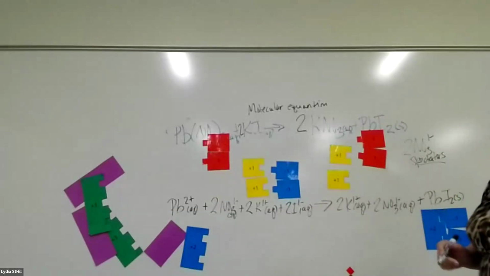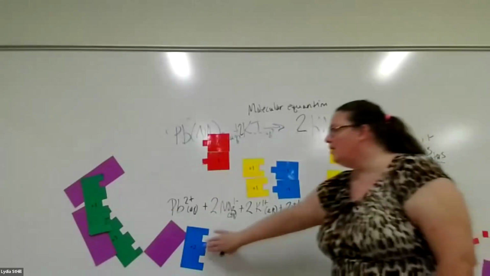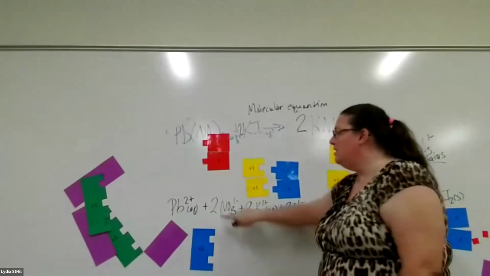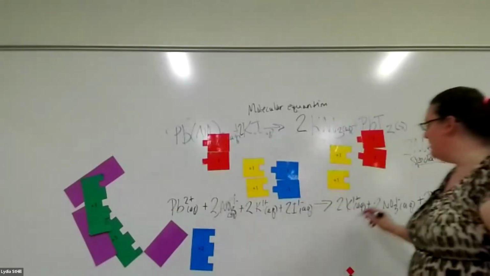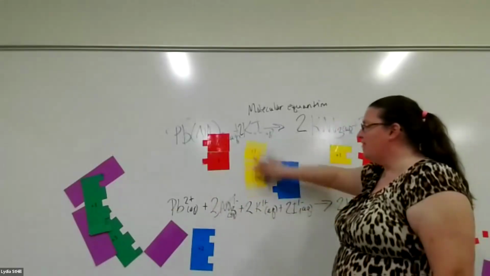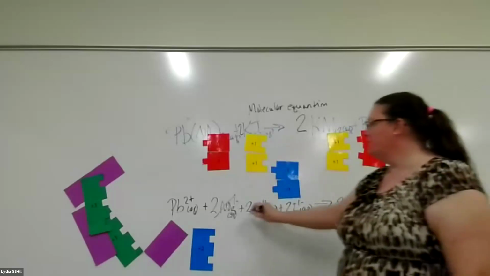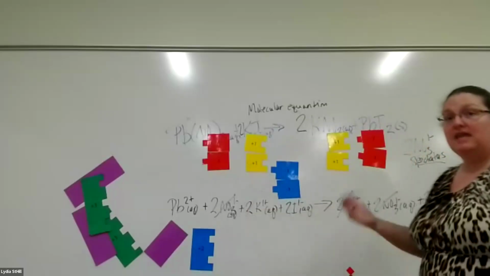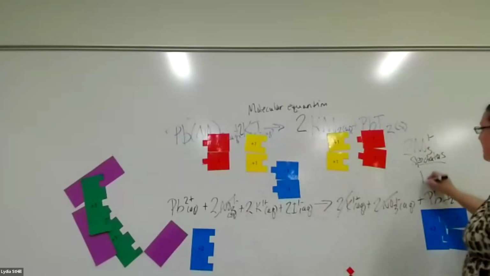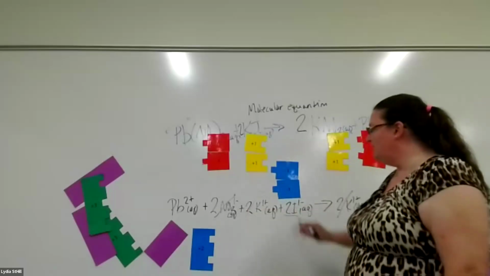And you don't include spectators in the net ionic equation. All right, so right now we've got our Pb. Our NO3 we can cross out because it's the same on both sides. Our 2K+, well, I have the 2K+ here, and I have the 2K+ here. So what I'm going to do is go ahead and cancel them out, add them to my spectator ions, and then we're going to go to 2I-.